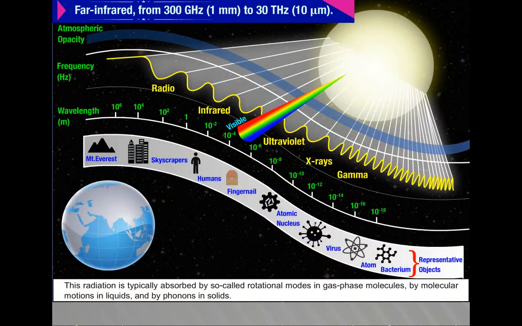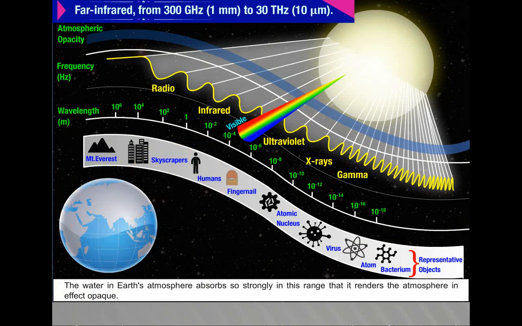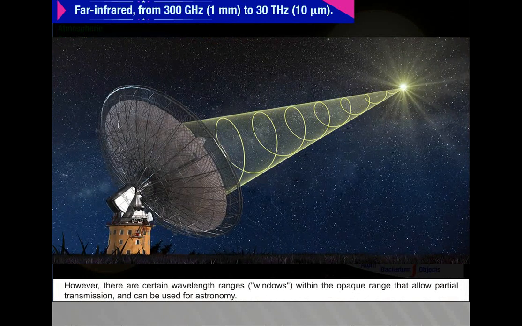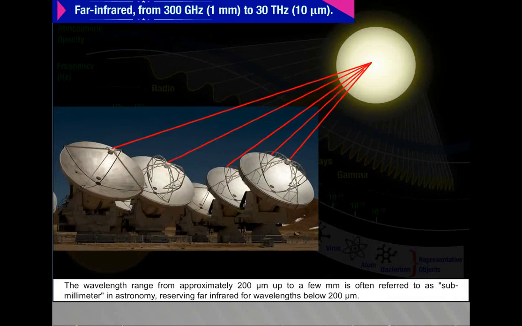This radiation is typically absorbed by so-called rotational modes in gas phase molecules, by molecular motions in liquids, and by phonons in solids. The water in Earth's atmosphere absorbs so strongly in this range that it renders the atmosphere in effect opaque. However, there are certain wavelength ranges, windows, within the opaque region that allow partial transmission and can be used for astronomy. The wavelength range from approximately 200 micrometer up to a few millimeters, often referred to as sub-millimeter in astronomy, reserving far infrared for wavelengths below 200 micrometer.